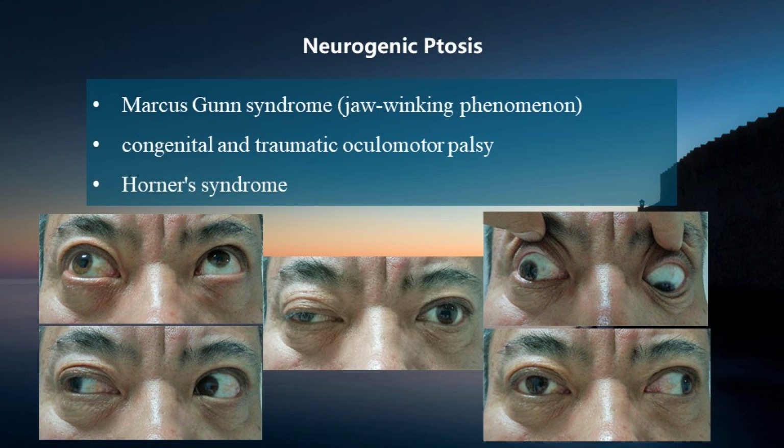Congenital and traumatic oculomotor palsy may be complicated by aberrant regeneration, resulting in inappropriate movement of the globe, eyelid, and pupil. For example, lid elevation on downgaze.